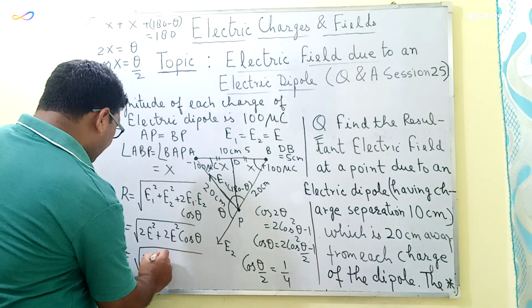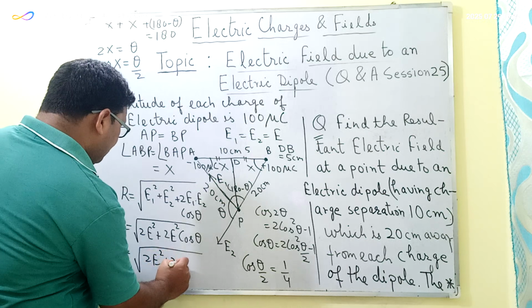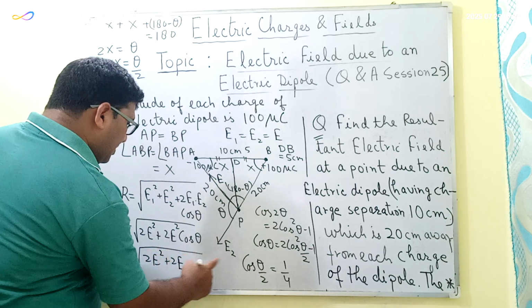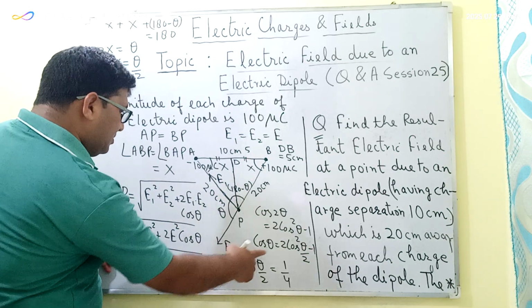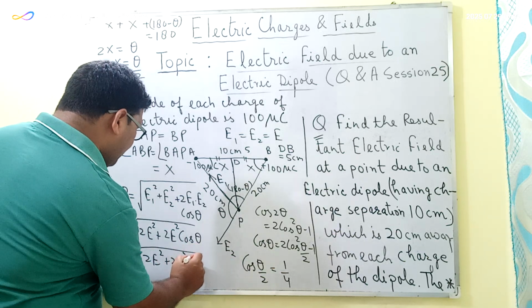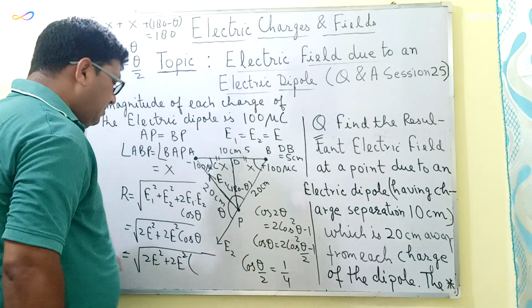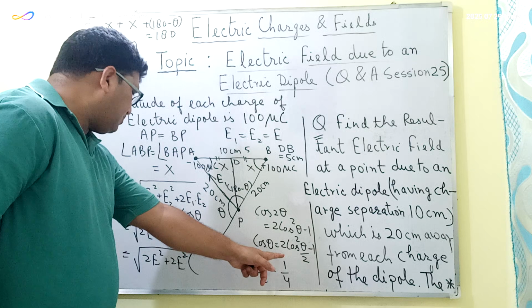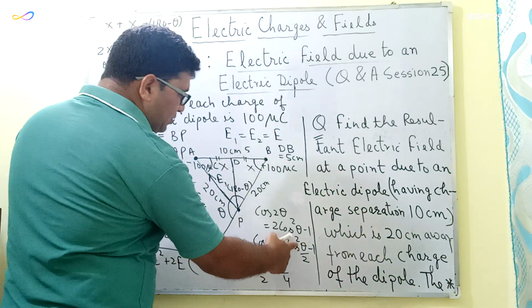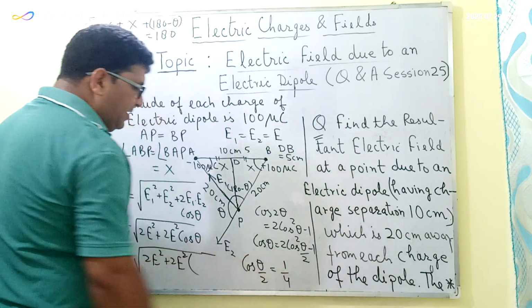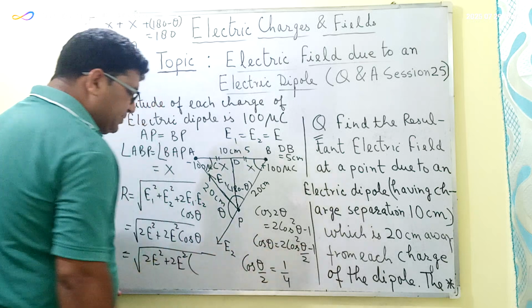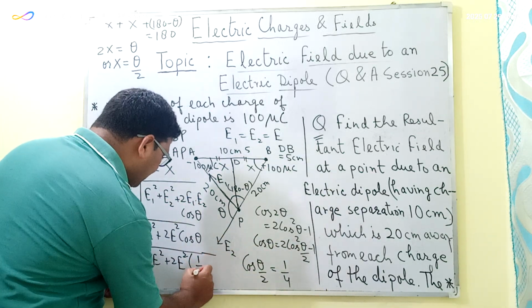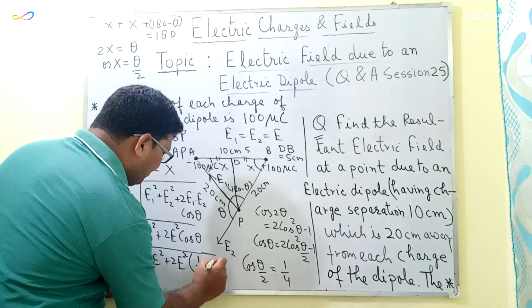So 2E square plus 2, and this will be equal to 2E square in bracket 2 cos square theta by 2. So the cos square theta by 2 will be equal to 1 by 16. So 2 into 1 by 16 will be equal to 1 by 8. So 1 by 8 minus 1.